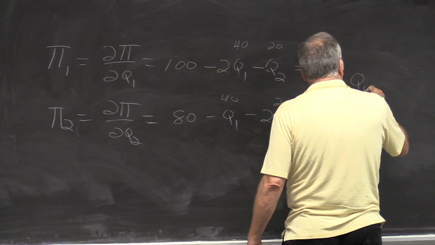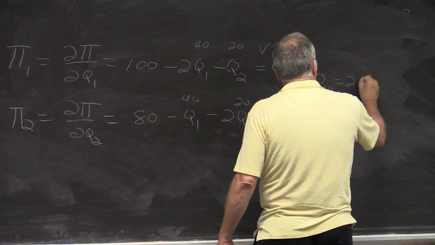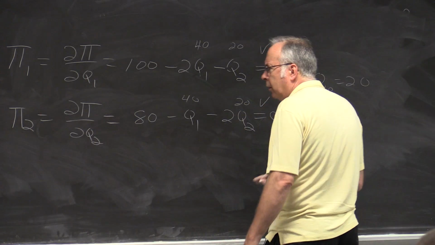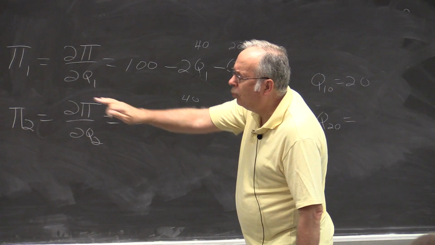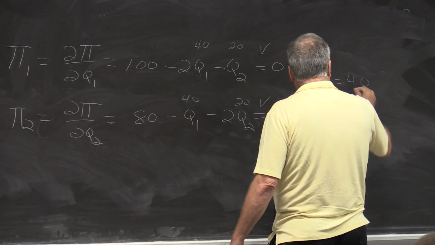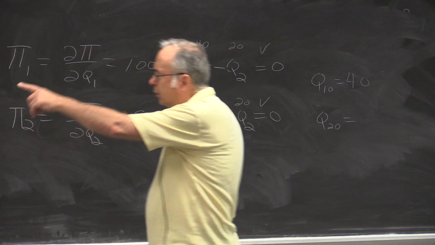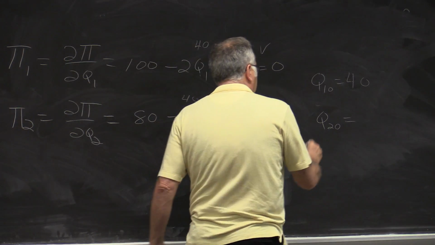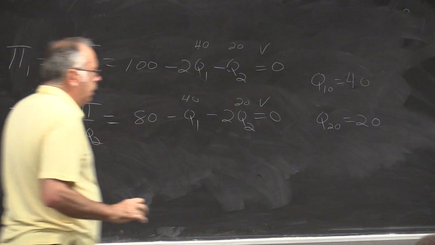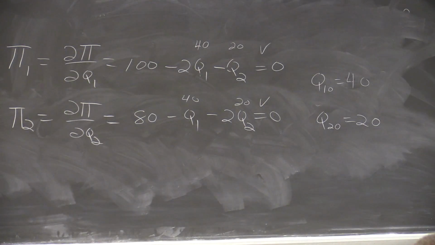now we'll call it Q1 0, is 20. Q2 0, oh, wait a second, I made a mistake there. Q1 is 40, not 20. We just solved it, Q1 is equal to 40. Q2 is 20. This is the critical point. The first order conditions are satisfied here.